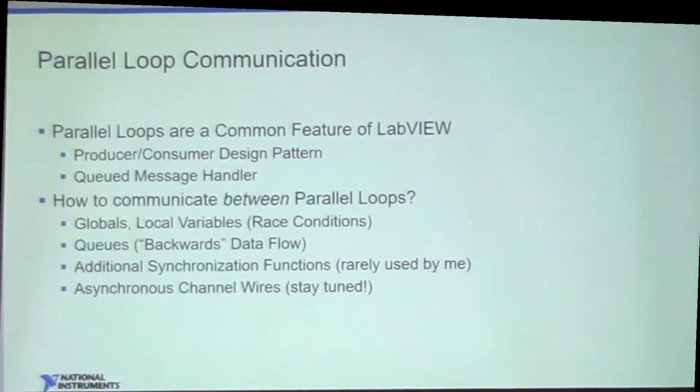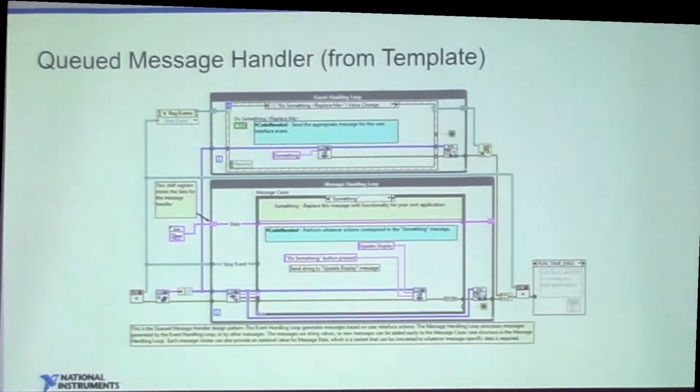Globals and local variables, that leads to race conditions. Queues, I'm going to talk about queues in a bit, but there the data flows backwards. That always bothers me. There's some additional synchronization functions which I rarely use, and then there's asynchronous channel wires, and we're going to be talking more about that. So when I got started, I was handed a big project.